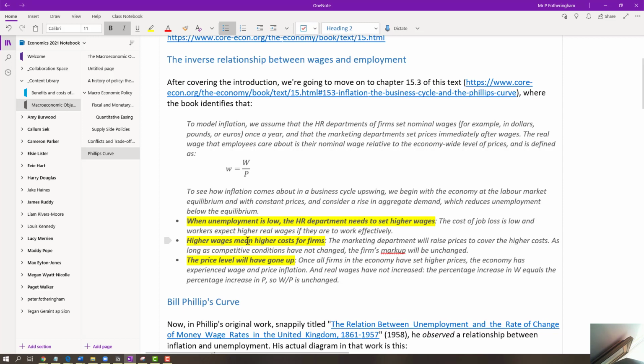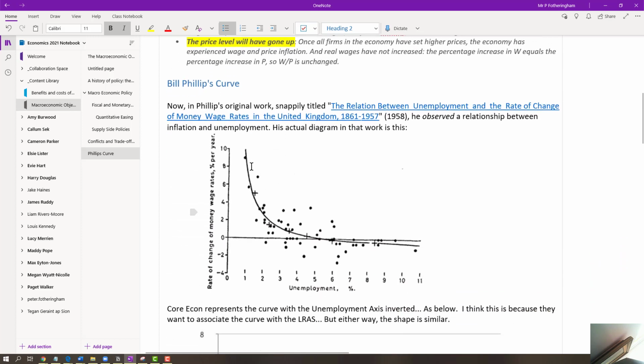Now, in Phillips' original work, this is an excerpt from his 1958 paper. He observed this curve and drew it into his work. I've copied it directly here for you. There's a link to the real thing if you want to read it. It's actually a very readable work.